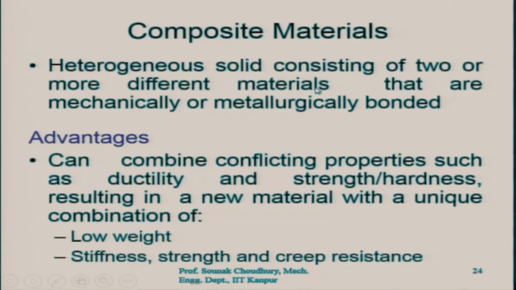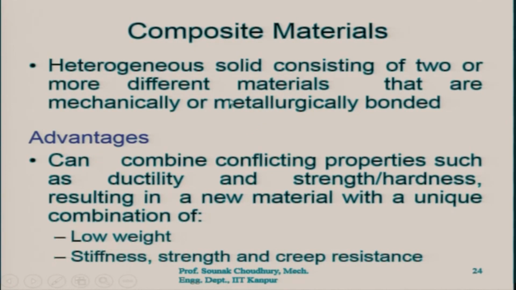Composite materials are a heterogeneous solid consisting of two or more different materials that are mechanically or metallurgically bonded. Once again, these are heterogeneous solids, and they consist of two or more different materials that are mechanically or metallurgically bonded. We will see what it means, mechanical bond and metallurgical bond.